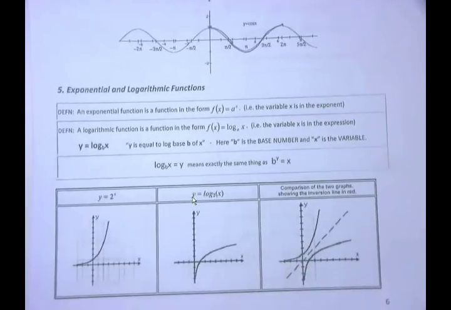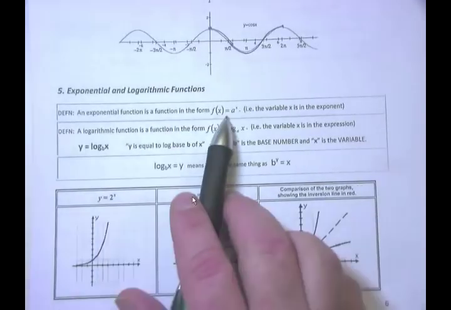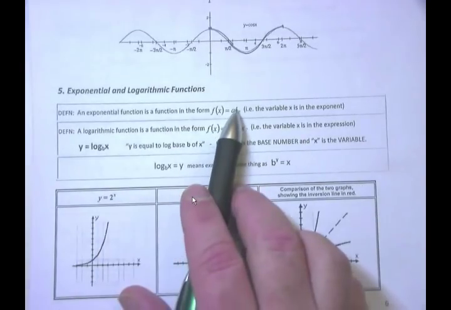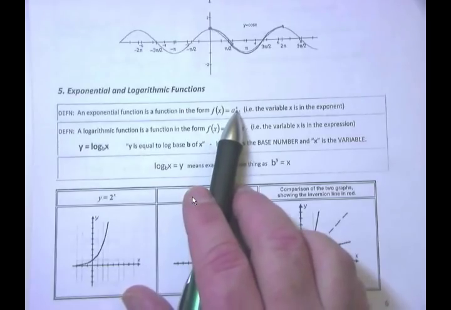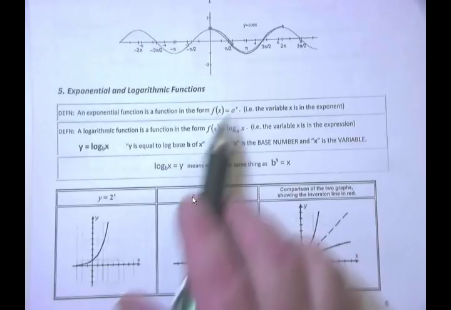Another thing that everyone has had to have just to get into this class is exponential and logarithmic functions. Just to remind yourself what an exponential function is: it is a function that is a raised to the x, where a is some number. The variable is in the exponent. That's called an exponential function.